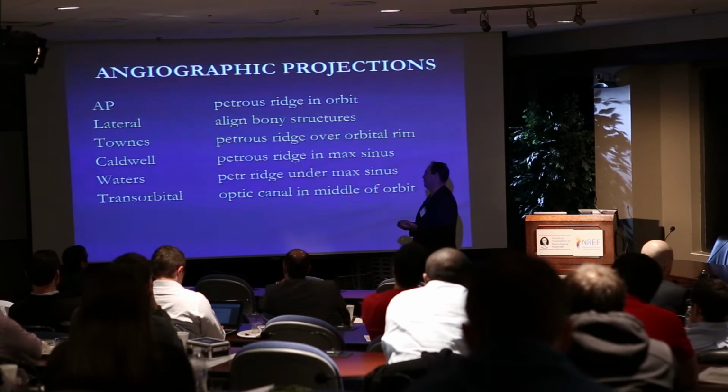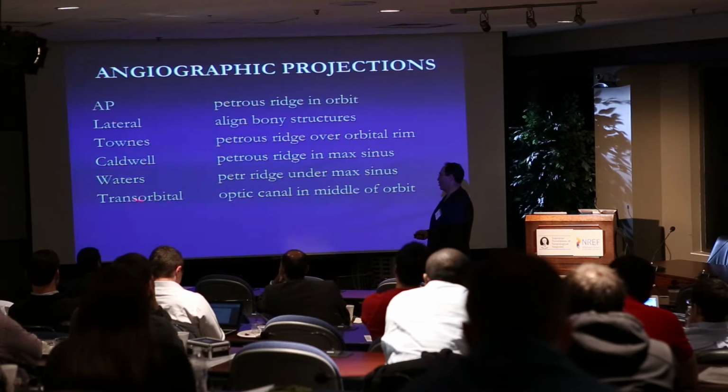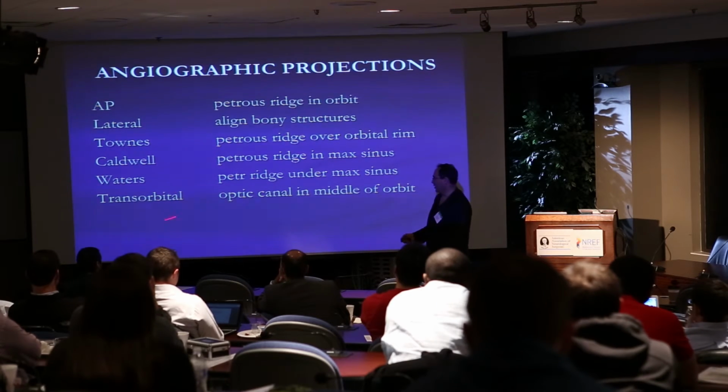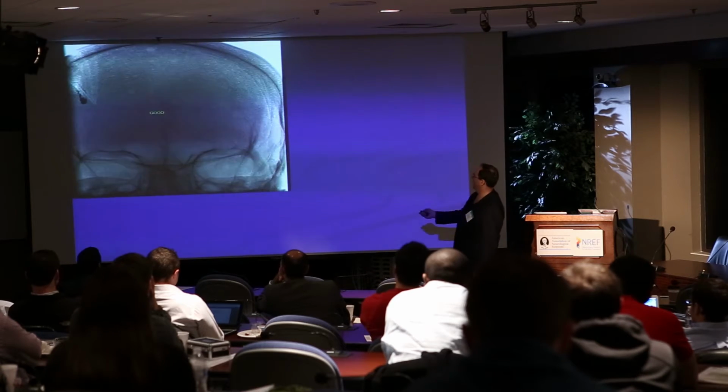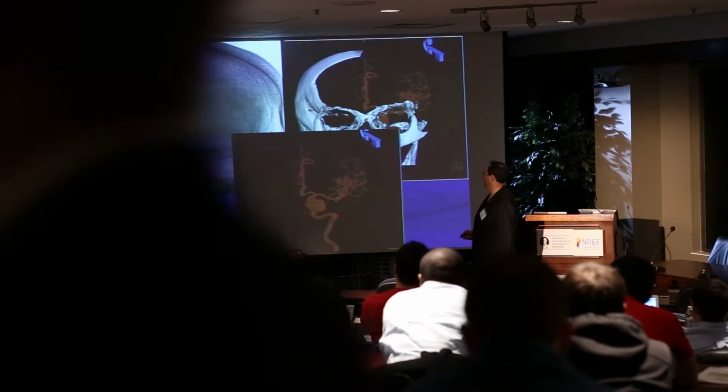But also understand the traditional views. You have to obviously understand AP and lateral, but your Towns, Caldwell, Waters, and oblique or transorbital pictures. I thought we took that one out. So that's a good straight AP, and that's kind of what you see with an AP image, right?